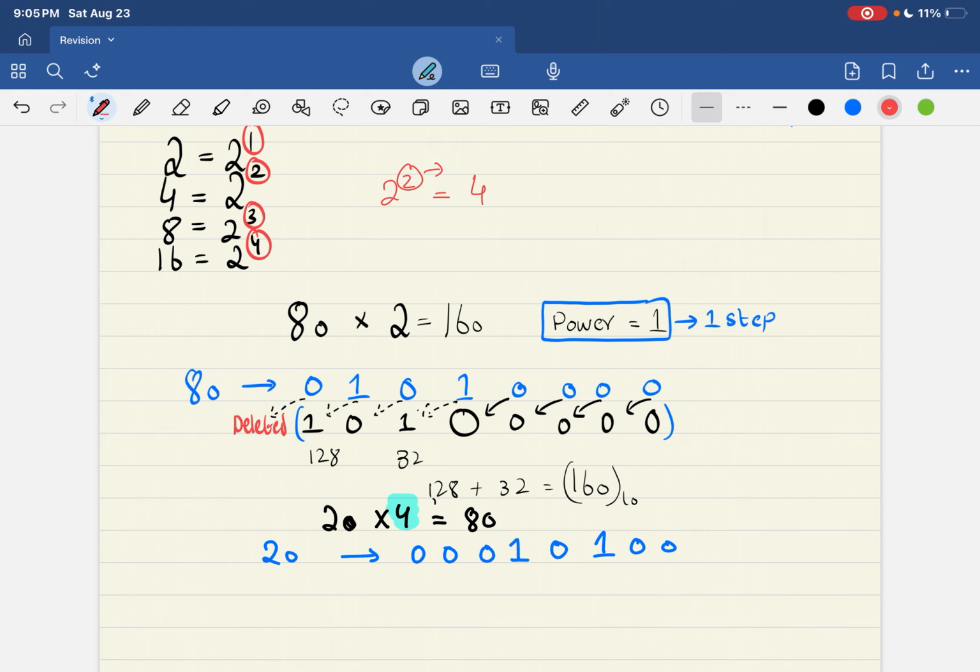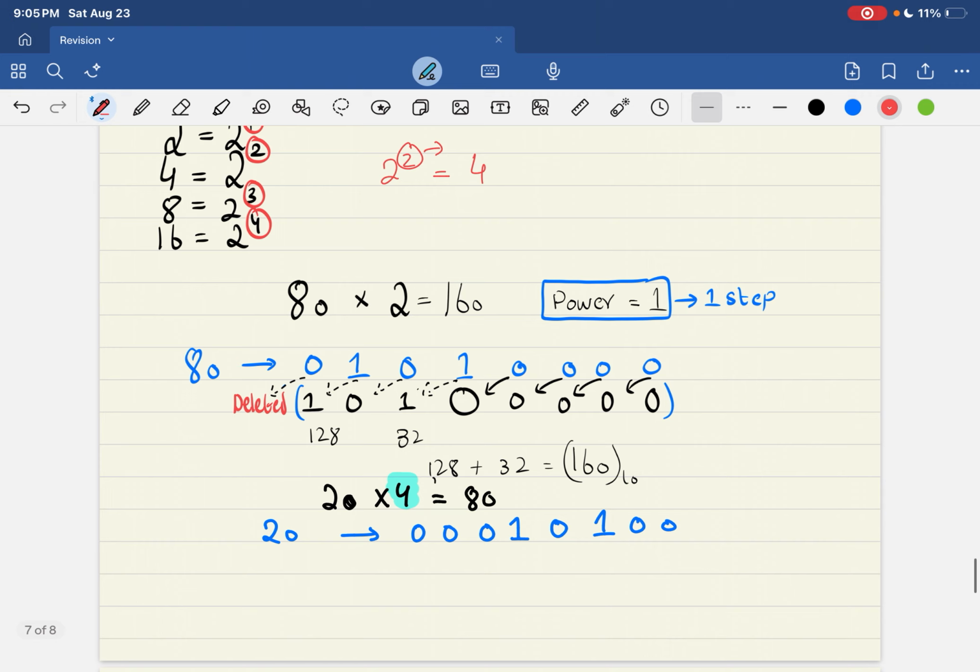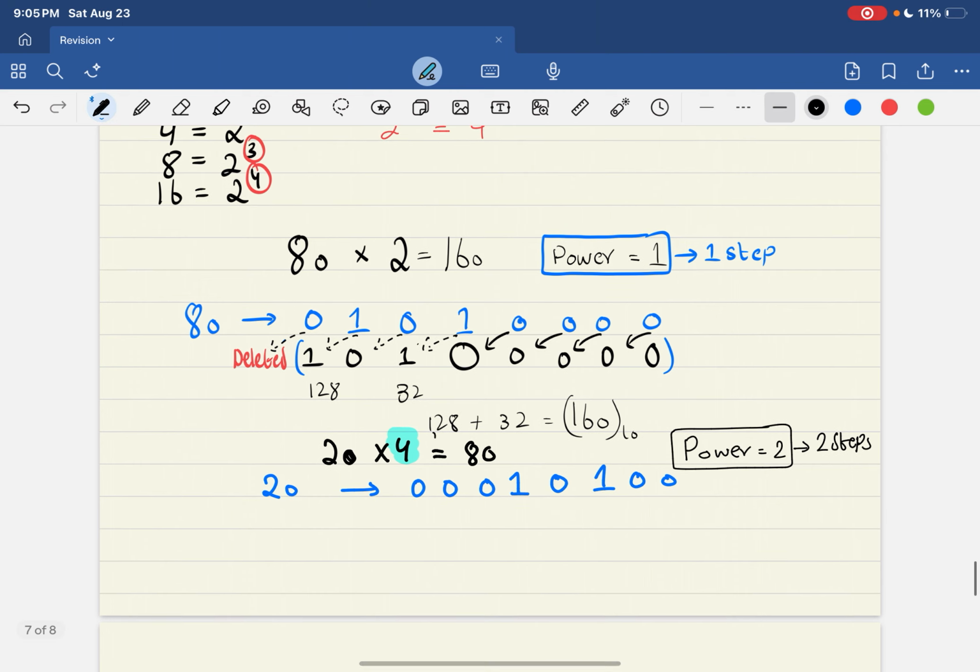The power of 2 that gives us 4 is just 2. So this power is actually what tells you the number of steps that you will have to move every bit. Over here, since the power of 2 is 2, the number of steps we will have to move this time is 2 steps to the left, not 1 step to the left. So let's go ahead and do that.